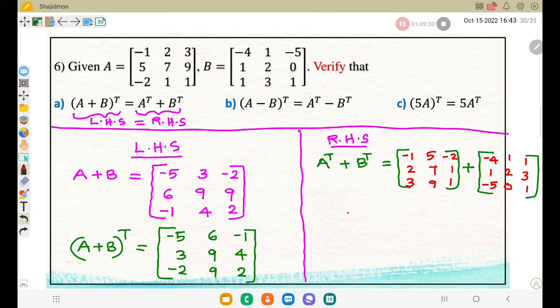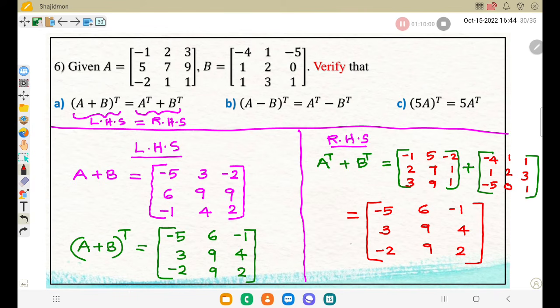Now after that add these two matrices. So we will get matrix, first number minus 1 plus minus 4, minus 5; 5 plus 1, 6; minus 2 plus 1, minus 1. Same second row, 2 plus 1, 3; 7 plus 2, 9; 1 plus 3, 4; 3 plus minus 5, minus 2; 9 plus 0, 9; 1 plus 1, 2.